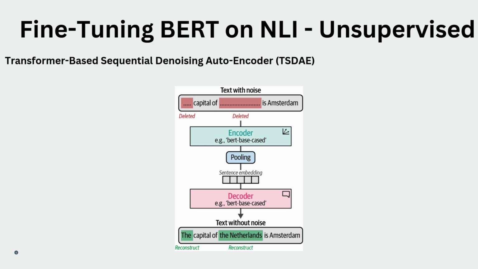One such approach is the transformer-based sequential denoising autoencoder. This approach basically introduces noise to the input sentence. So, we mask out certain words of the input sentence, pass it to an encoder, and ask the encoder to generate the token-level embeddings, which we then pool to generate a sentence-level embedding. This sentence-level embedding is then passed to a decoder, and this decoder reconstructs or generates the original sentence. And the idea is that if the sentence embedding is as accurate as possible, then the reconstruction will be as close as possible to the original sentence. So, this is another approach for generating embeddings.